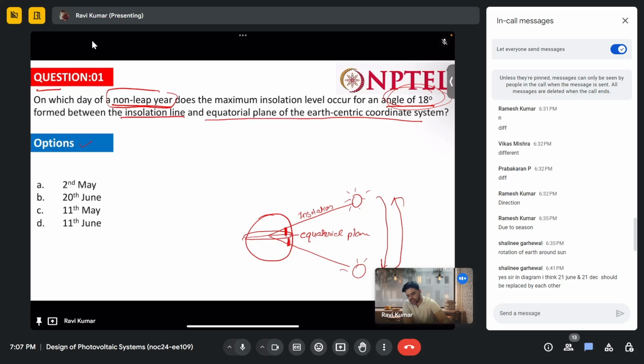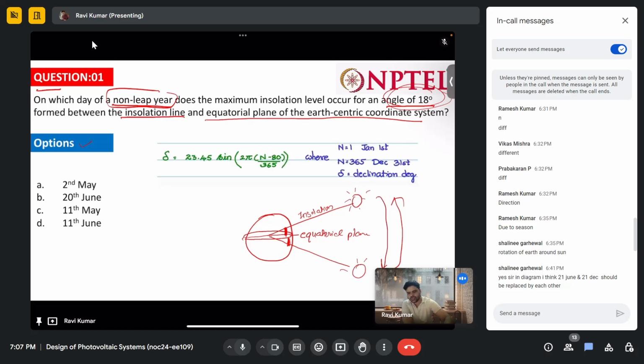This is the formula which we will be using in this question. So delta is given and we need to calculate this n, and based on this n we need to calculate the date. Now at least try.